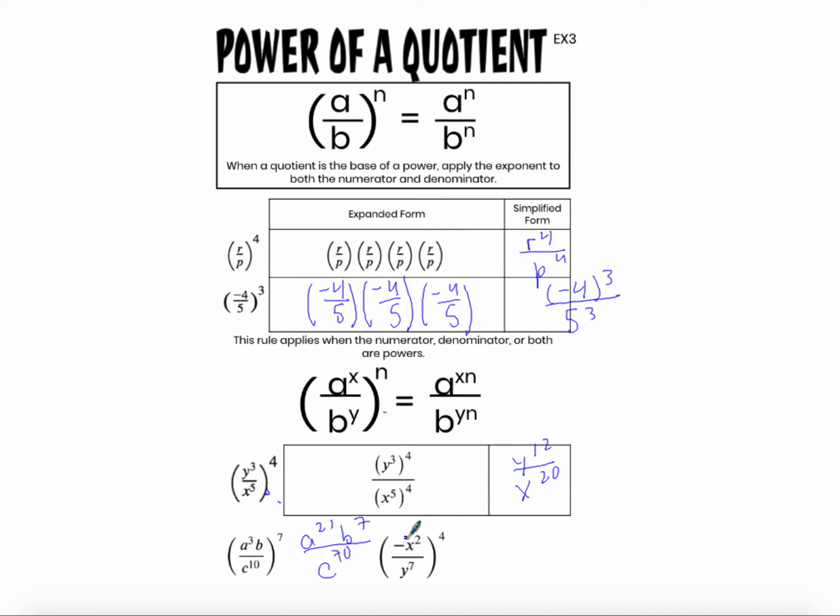Here we have that factor of negative 1, so negative 1 to the fourth power, and then x squared to the fourth power is x to the 8th. Y to the 7th to the 4th is y to the 28th. We need to again realize that negative 1 times negative 1 is positive 1, times negative 1 is negative 1, times negative 1 is back to positive 1. So when we're raising negative 1 to an even power, it disappears because it evaluates to 1. That gives me a final simplified quotient of x to the 8th divided by y to the 28th.